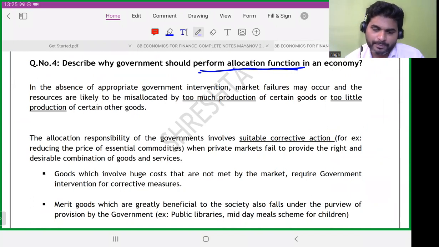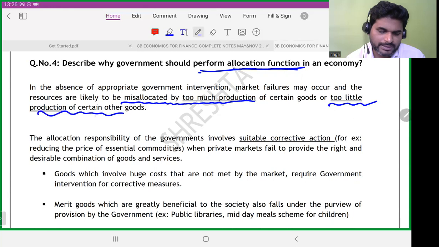In the absence of appropriate government interventions, market failure will occur, and resources are likely to be misallocated by too much production of certain goods or too little production of certain goods. The too little production one is vaccines. I don't take too many examples so that you will not be confused. And too much production, like tomato.